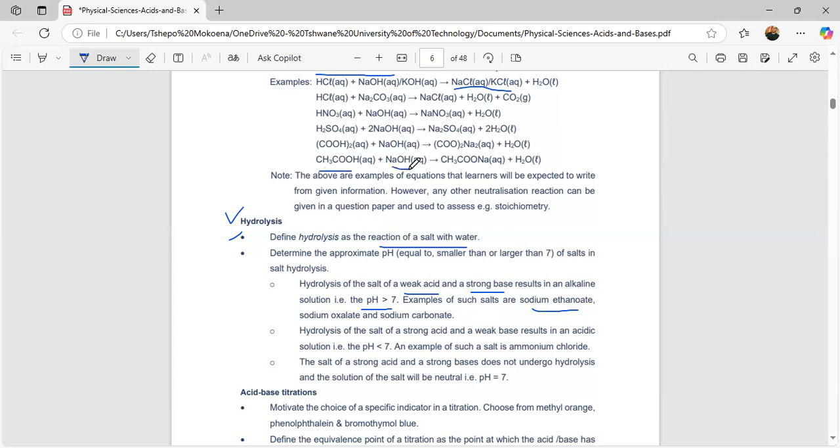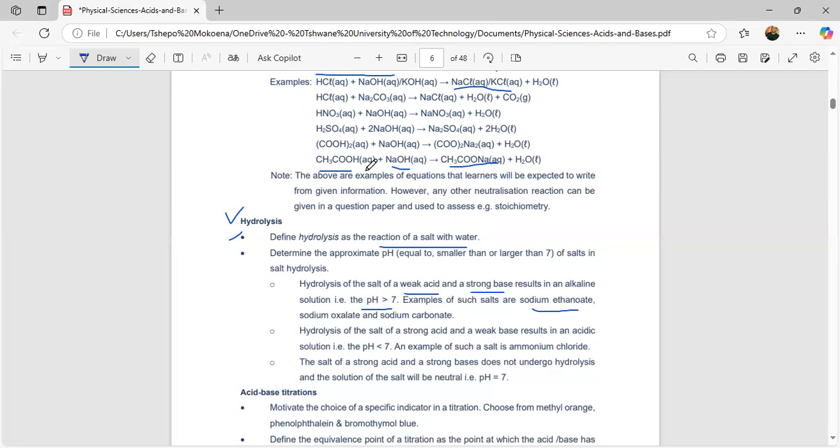Ethanol reacting with sodium hydroxide forms sodium ethanoate. So sodium ethanoate is this salt, right? This salt will result in a solution that is basic because the pH will be more than 7. So how was this sodium ethanoate formed? Sodium ethanoate was formed by ethanoic acid and sodium hydroxide.